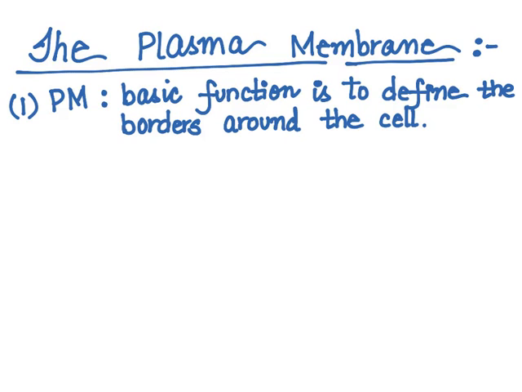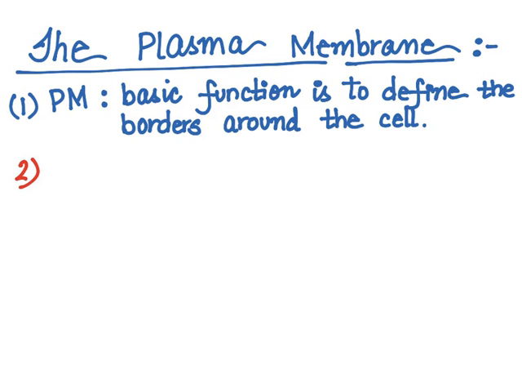Hello and welcome students. In this video we are going to talk about the plasma membrane, and basically we'll start with the very first basic definition of plasma membrane. We'll denote it by PM, and the very basic function of a plasma membrane is to define the borders around the cell, just so the materials inside the cell and outside the cell can be separated, and that happens with the help of plasma membrane.